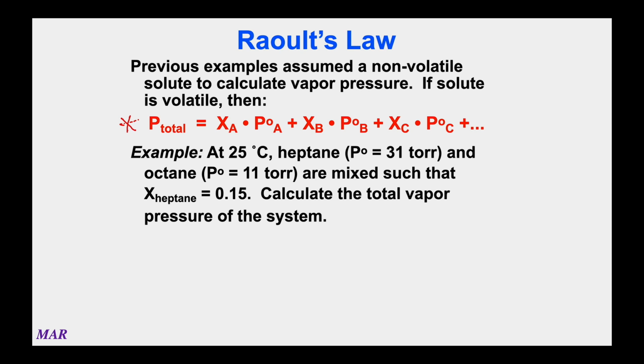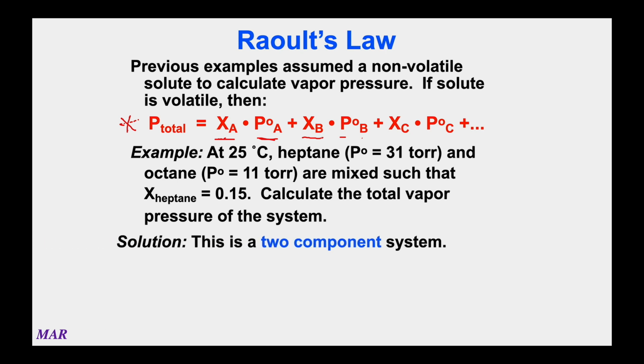So the mole fraction of heptane would be like X sub A, and we would multiply it by the vapor pressure of pure heptane. That would be like 31 torr, all right? Then the mole fraction of octane, the other piece, well, if there's only two components, then one minus the first gives you the second. So 0.85 is the mole fraction of the octane, and we'll multiply that by the vapor pressure of pure octane, which was the 11 torr number. We're going to add all these pieces together, and then we'll see what's going on.